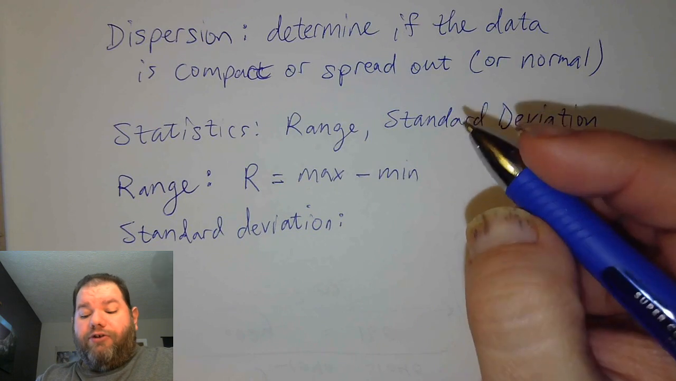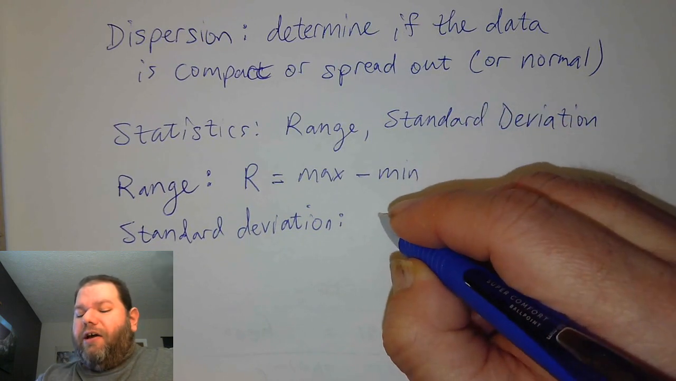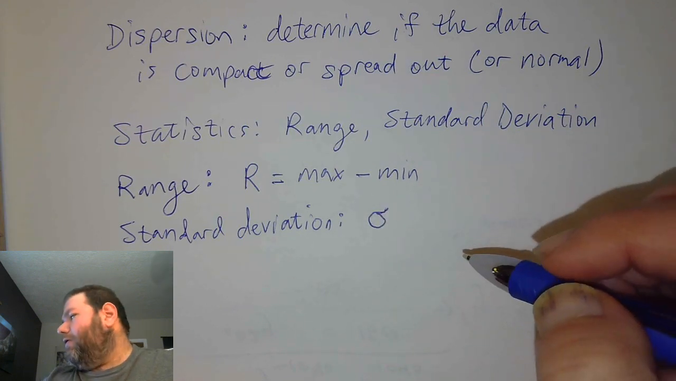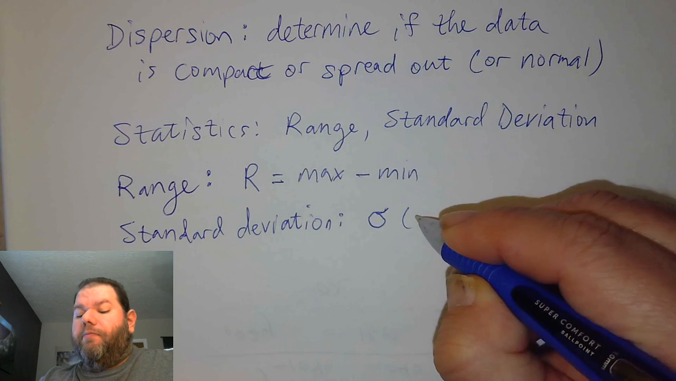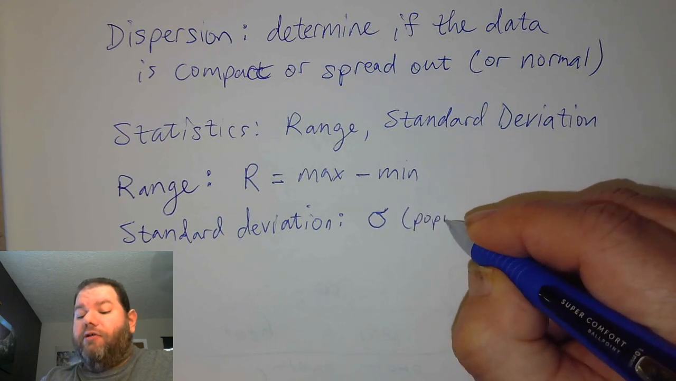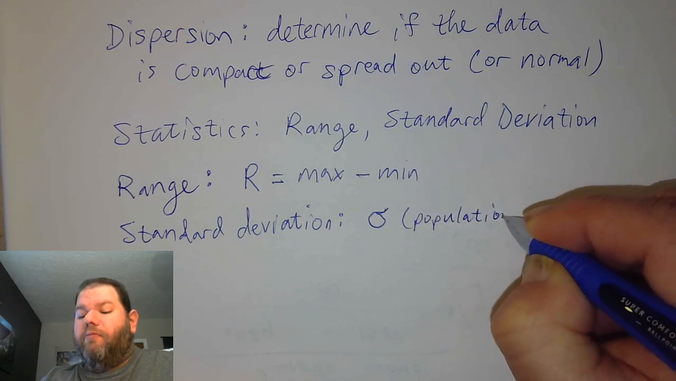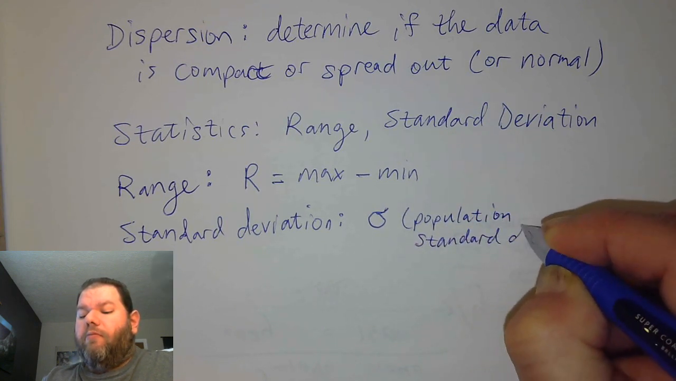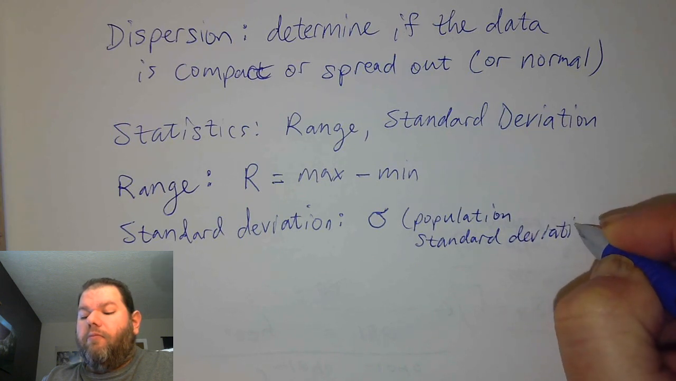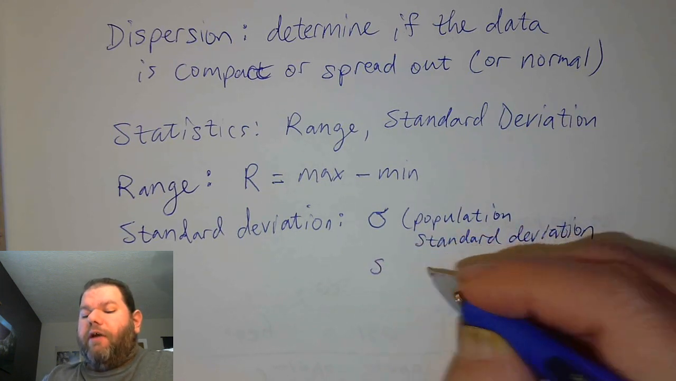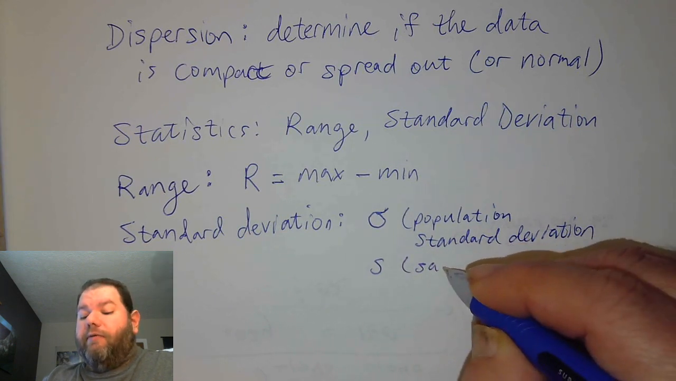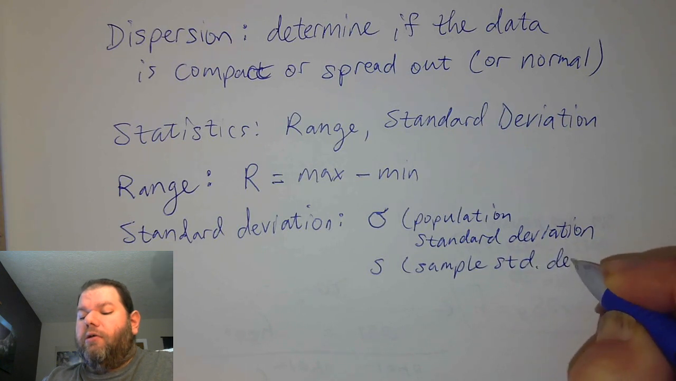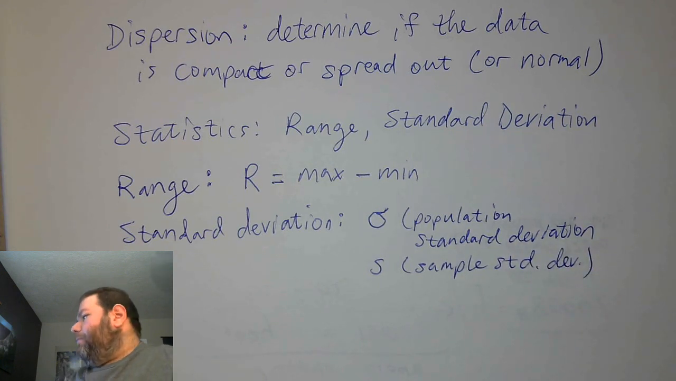First of all, let's do notation before I dive into this too much further. First of all, we have a lowercase sigma, which is a population standard deviation. And we have S, which is the sample standard deviation. Okay.